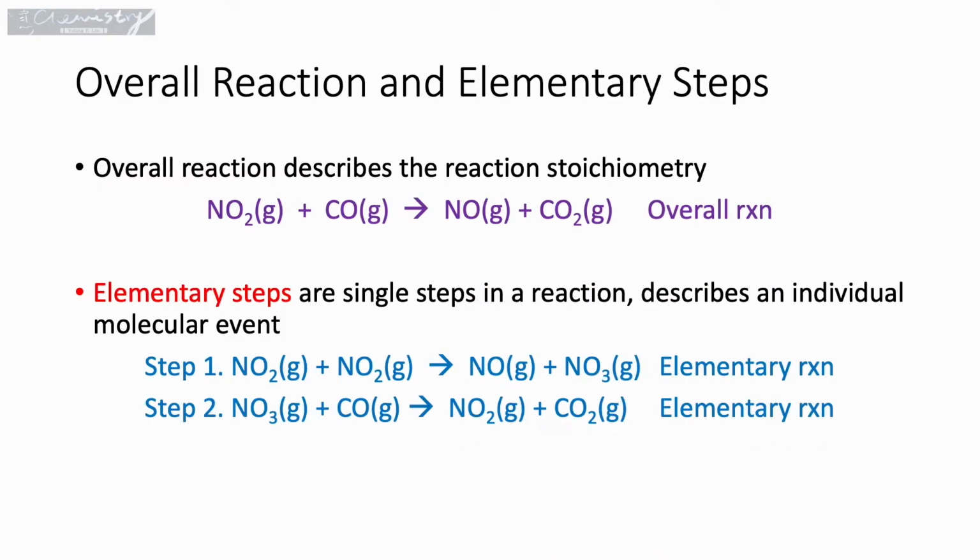So let's look at what overall reaction and elementary steps mean. The overall reaction is the reaction stoichiometry. This is a balanced equation that we usually see. It tells you who the reactant is and who the product is, but it doesn't tell you how they came about. The elementary steps tell you which steps they take. They basically break it down, tell you how it came about, as individual molecular events. So you can see that this reaction has two steps that it has to take in order to make it happen.